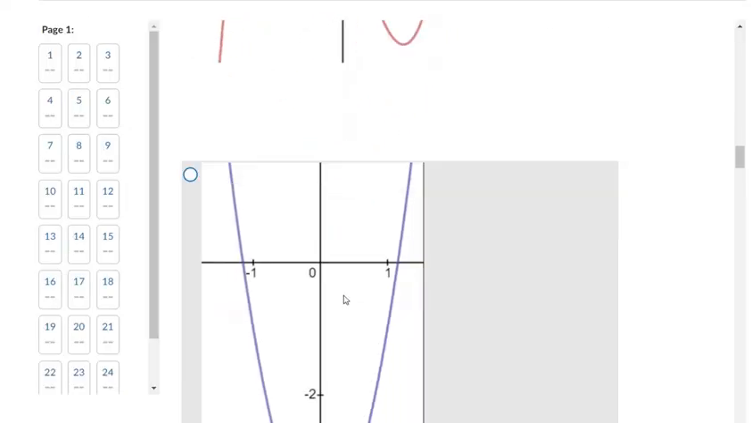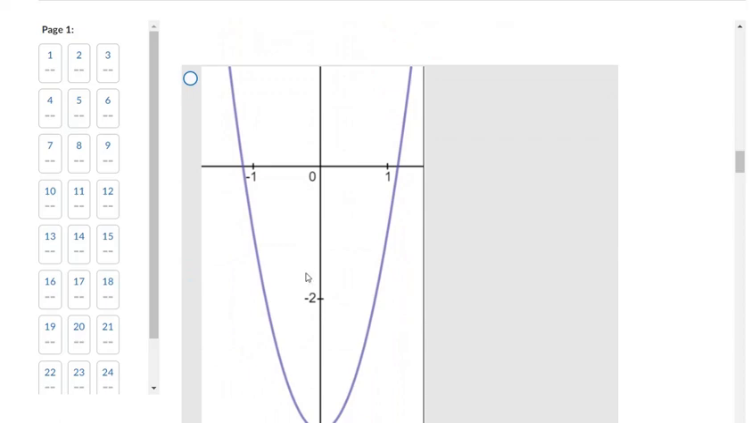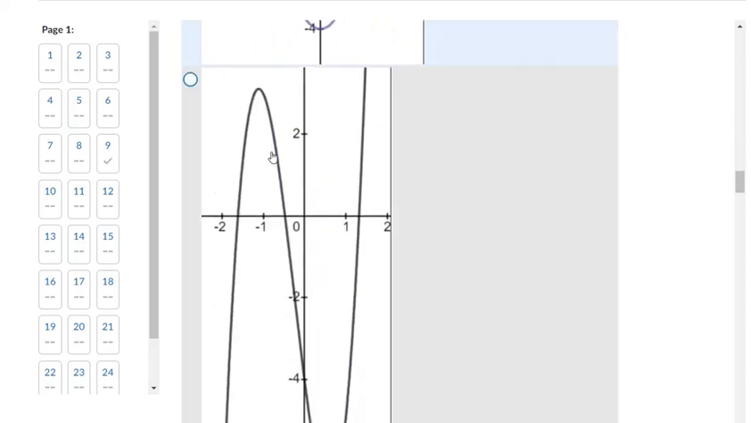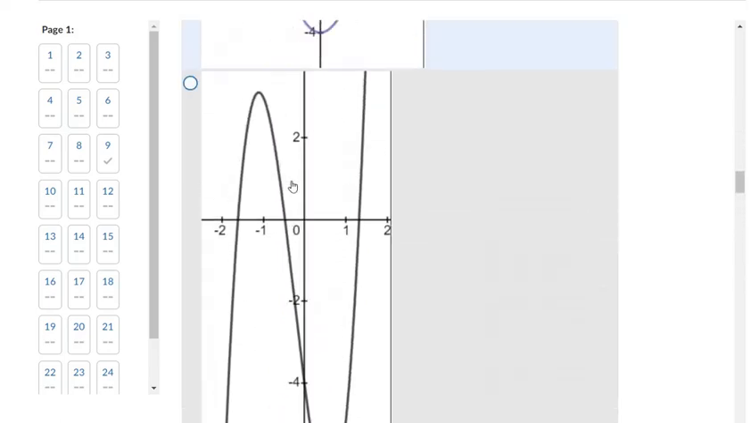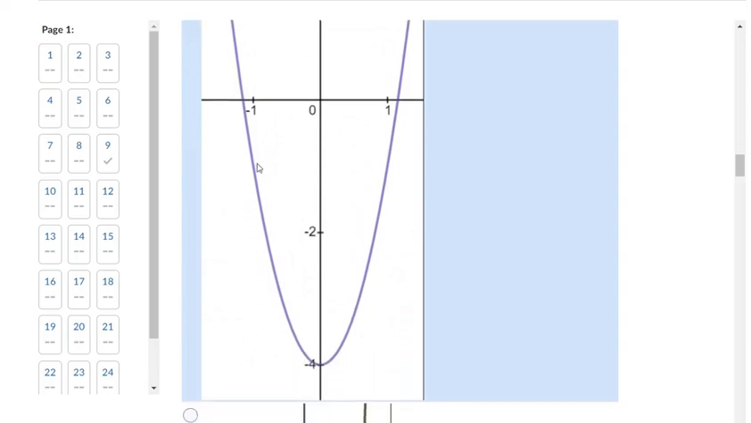So that looks kind of like what we have. That one might be a winner. That one's definitely not it. That one's not it. That one's not it. So the only one that could potentially look like the graph that we just drew is this one right here.